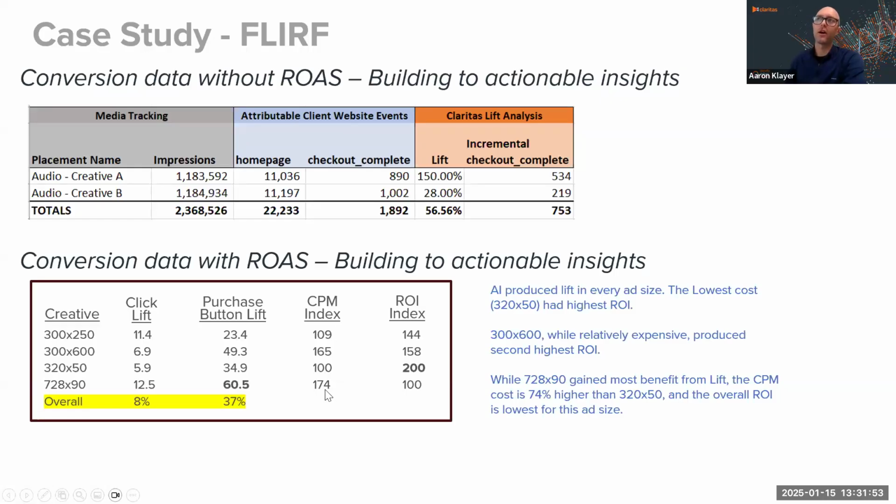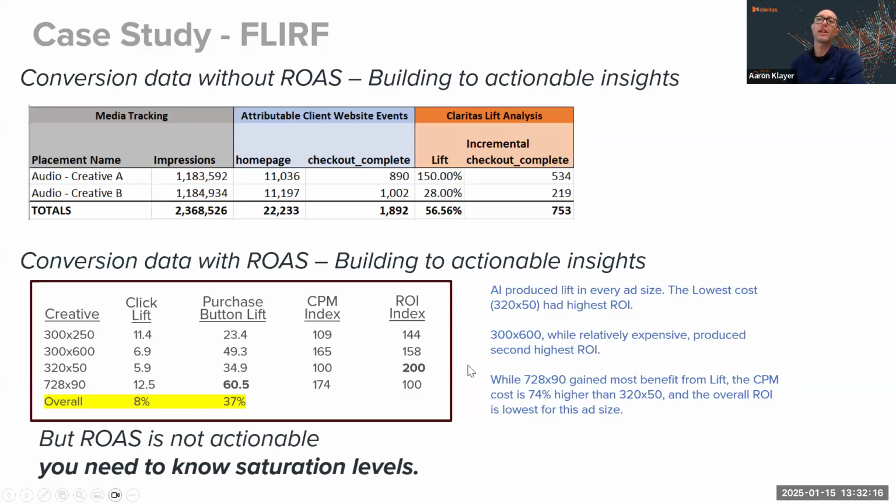So when we understand the cost of media and layer that into a return on investment, really what we see, even though this was the highest lift, really the most bang for your buck is this 320 by 50 creative that drove a 200 index on return on investment. So that's where we would say that's most effective.